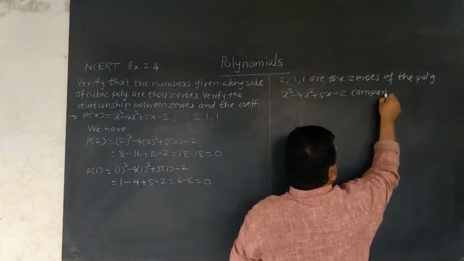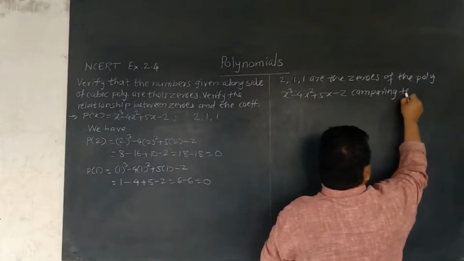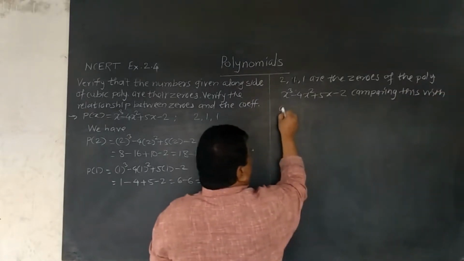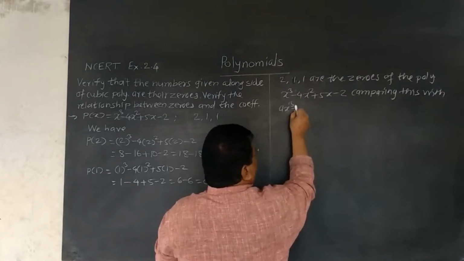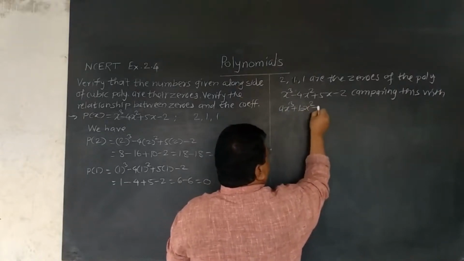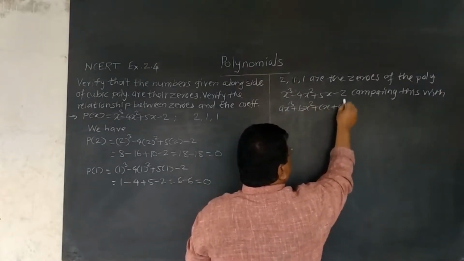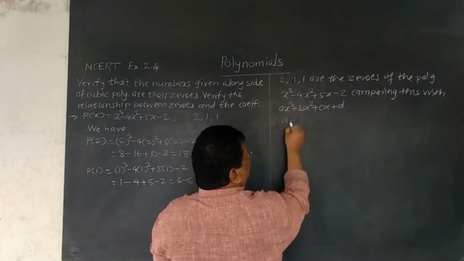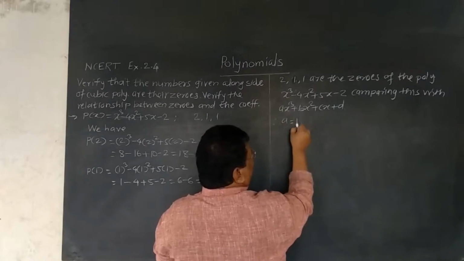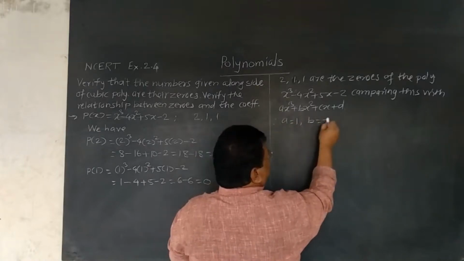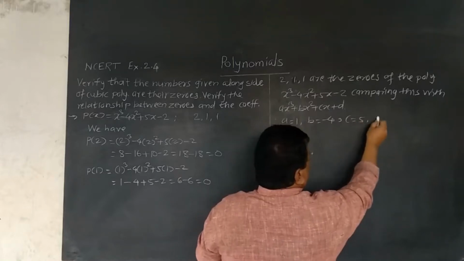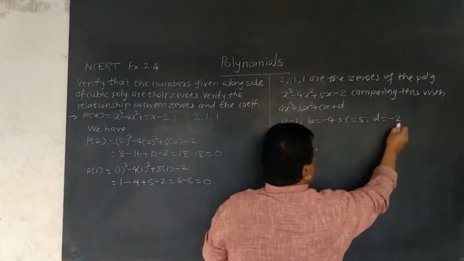Comparing this with ax cube plus bx square plus cx plus d. Therefore, a is equal to the coefficient of x cube, 1; b is minus 4; c is 5; d is minus 2.